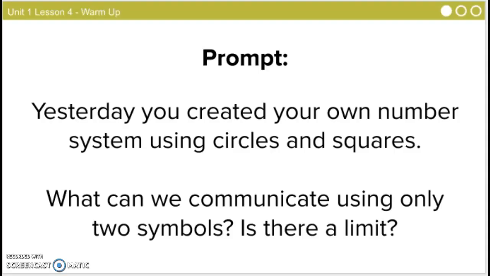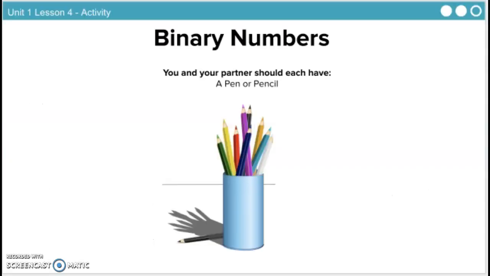And yesterday you created your own number system using circles and squares, and we're going to continue to think about ways we can communicate using only two symbols. And is there a limit? If we're just thinking of the number of answers we could have, or even just a number, are we limited when there are only two ways that a device can answer? And that's what we're going to go to today. This is the first time we're going to be learning about binary number systems, and how they work.